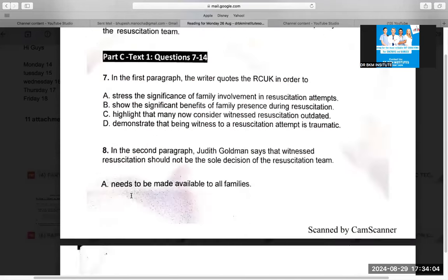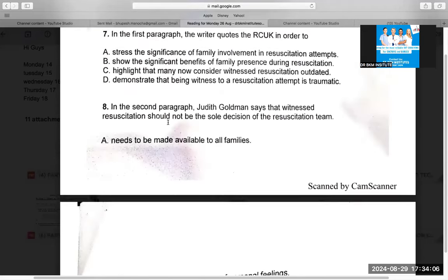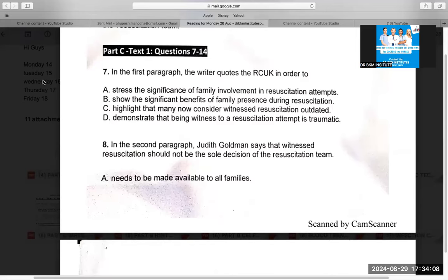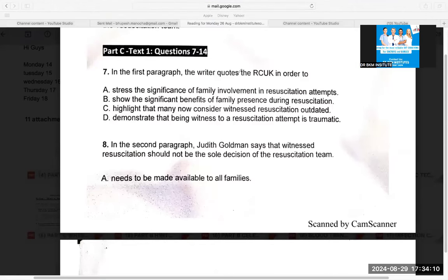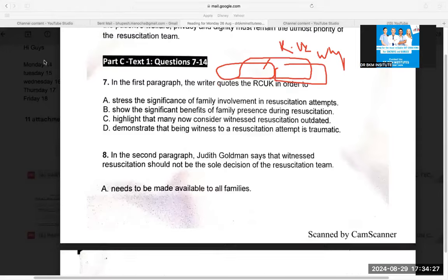Again, slow and steady when you're doing OET. We have to do only the easy questions first, so we have a lot of time. The writer quotes RCUK. Now, the question itself is very important. RCUK means the Resuscitation Council UK, the study of resuscitation done by the UK team. In order to, means why? Why is he talking about resuscitation of the UK?